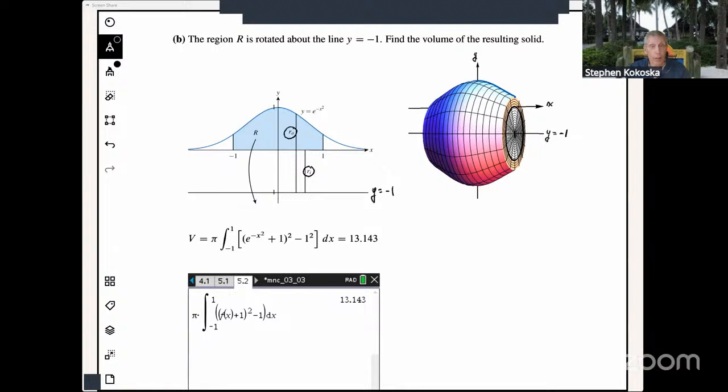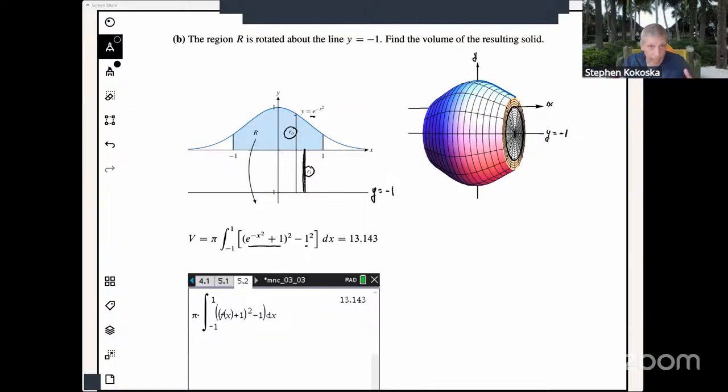What's the length of that outer radius? Well, at a particular x, it is this high curve, e to the minus x squared, minus a -1. There's r sub o squared, minus the inner radius squared. The inner radius is constant over this interval, -1 to 1. It's just 1, so -1 squared.